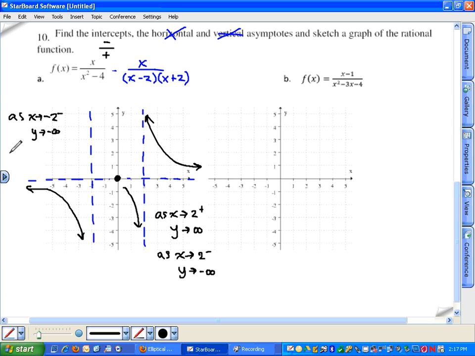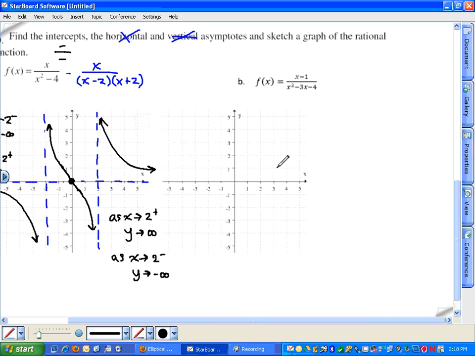And then as x approaches negative 2 from the positive direction, y, if we choose negative 1, for example, as a test point, we get negative on the numerator. Negative 1 squared minus 4 is another negative number. Negative divided by negative is a positive. So as x is approaching negative 2 from the positive side, y is approaching positive infinity. Okay. The graph looks something like that.